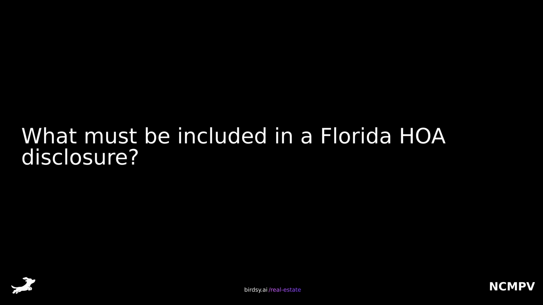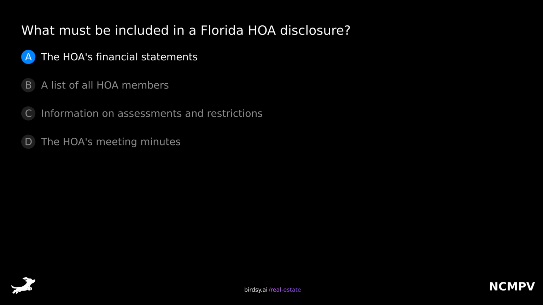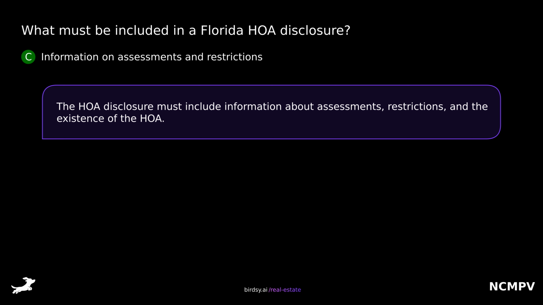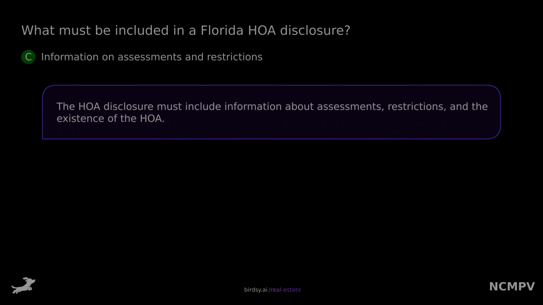What must be included in a Florida HOA disclosure? Is it A, the HOA's financial statements? B, a list of all HOA members? C, information on assessments and restrictions? Or D, the HOA's meeting minutes? The answer is C, information on assessments and restrictions. The HOA disclosure must include information about assessments, restrictions, and the existence of the HOA.